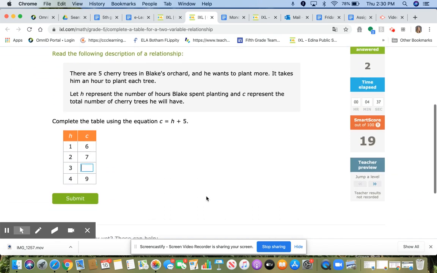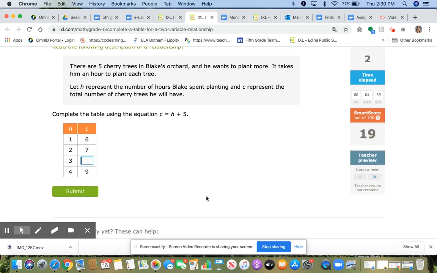Okay, we're going to do a couple more and I think you're on your way. Here we see that H represents the number of hours Blake spent planting, and C represents the total number of cherry trees that he'll have. So the number of cherry trees equals the number of hours plus 12.